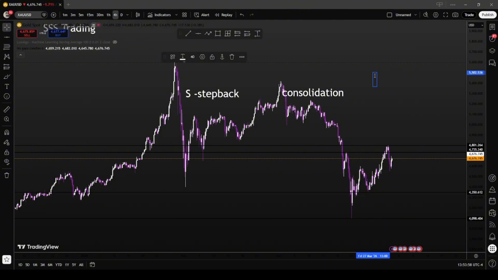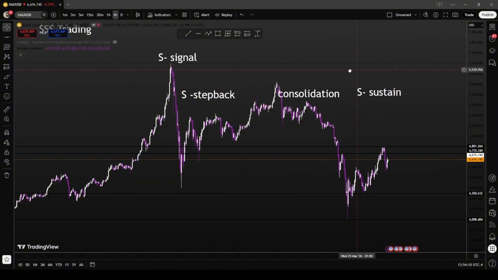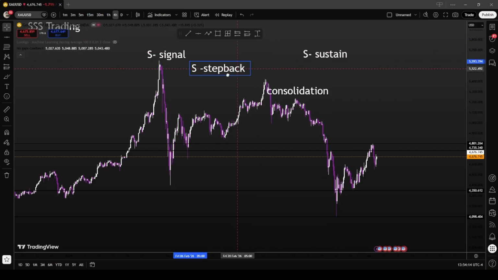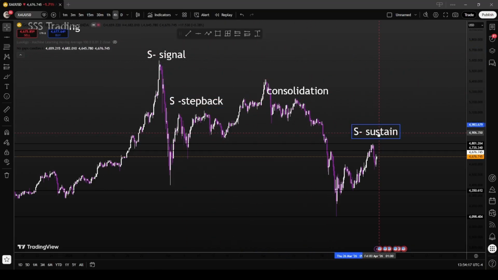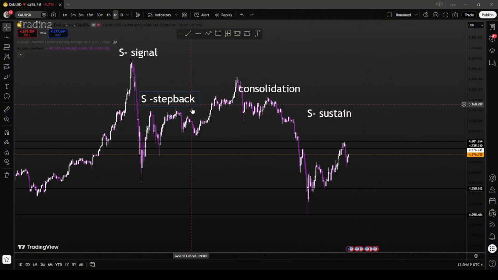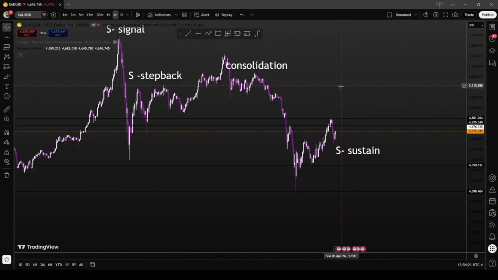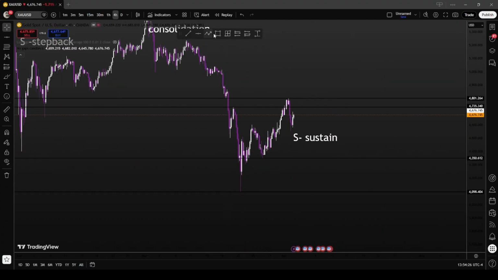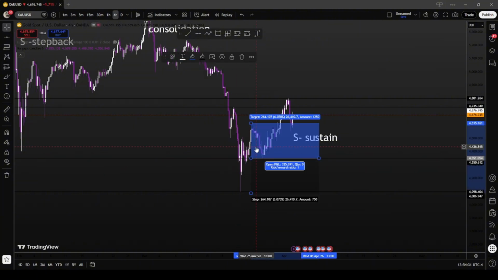Okay, the last S we have is sustain. And here are our three S's: we have our signals, we have our step backs, and we have our sustaining. So pretty much, let's say you put a potential buy all the way down here at this signal, and you place your buy right here.